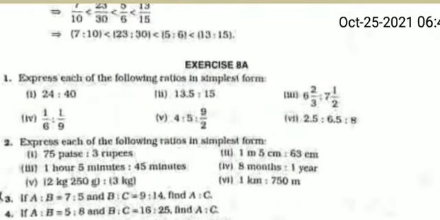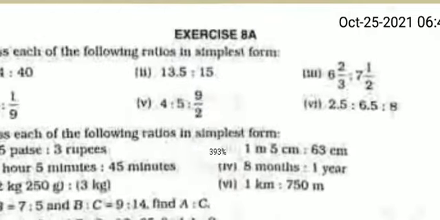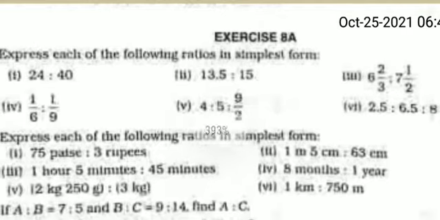Here in exercise 8a, you can see question number 1. The first question tells us to express each of the following ratios in simplest form. So how can we write a ratio in the simplest form?